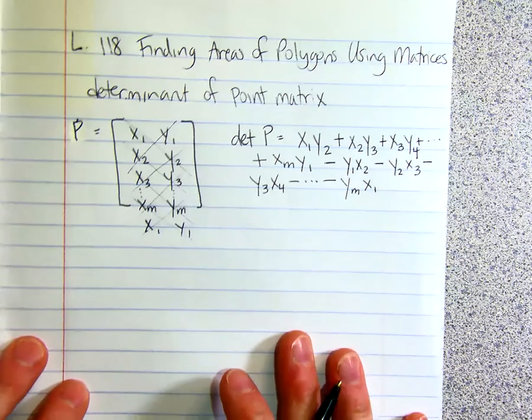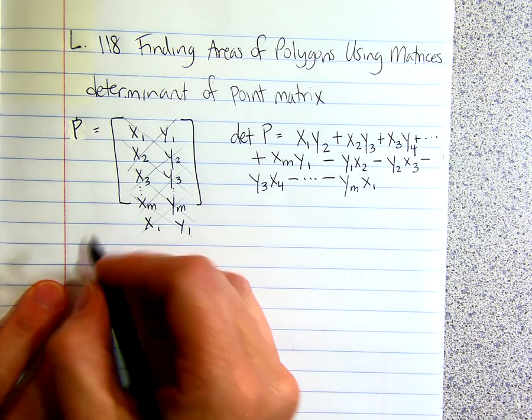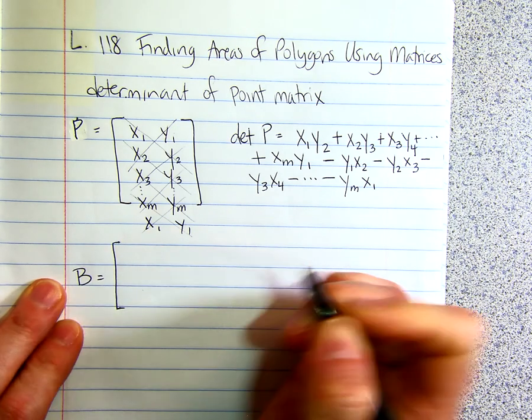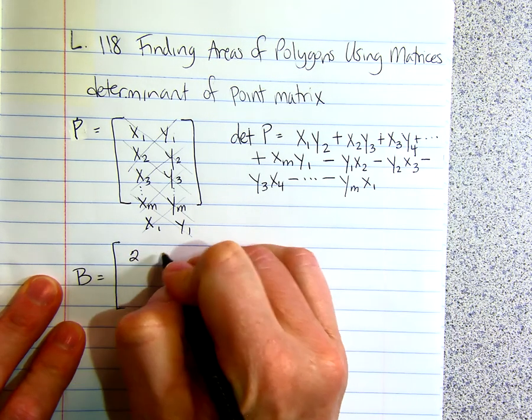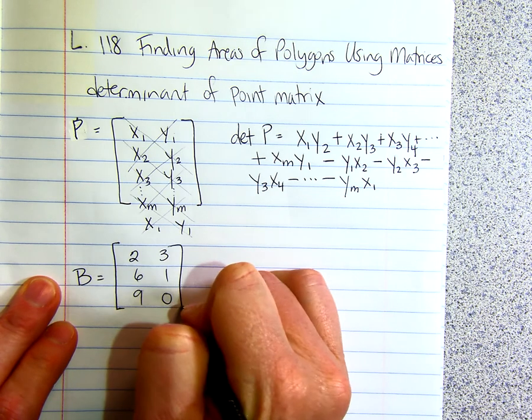I want to give you an example of finding the determinant of this point matrix. We'll call it B. The points are (2, 3), (6, 1), and (9, 0).